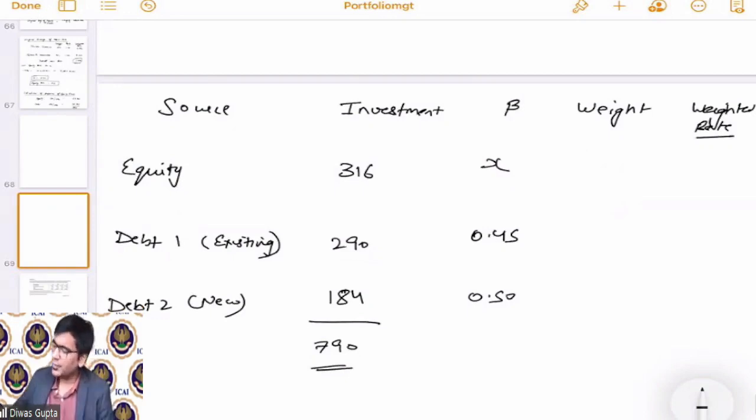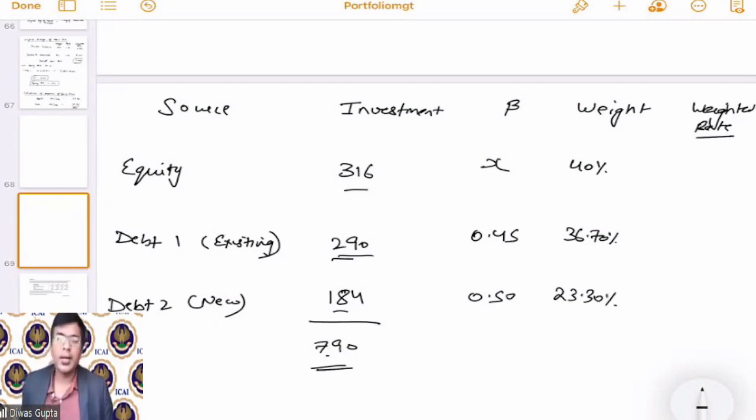Now, using these investment amounts, can we calculate the weights? Yes. So 316 divided by 790 comes out as 40%. So revised equity is 40%. And 290 divided by 790 comes out to be 36.7%. And the last one, 184 divided by 790 multiplied by 100, comes as 23.3%. Okay, students, so we have calculated the weights using investment.